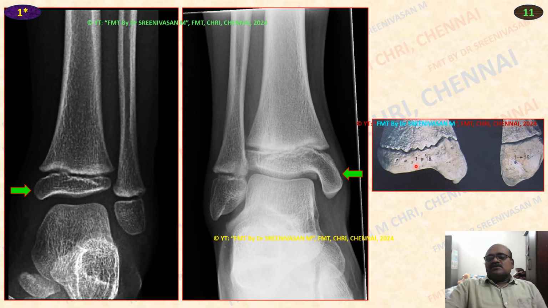In the gross bone, you are seeing here the lower end of tibia and the lower end of fibula both have appeared, but not fused, right? So this is the epiphyseal or cartilaginous part, the epiphyseal plate. In the X-ray, you are seeing the lower end of tibia and the lower end of fibula both have appeared, but not fused. Here also tibia as well as fibula have appeared, not fused.